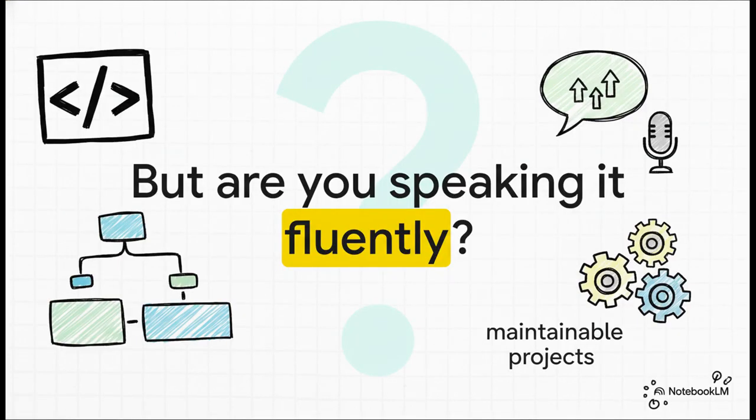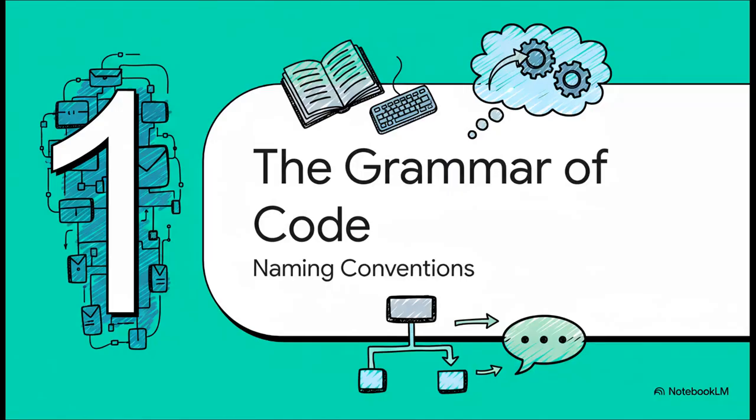Are you actually fluent? I mean, it's one thing to write code that works, that compiles and runs. It's a whole other thing to communicate its purpose and structure so clearly that anyone can pick it up. Nailing this is the real key to amazing collaboration. So let's start with the absolute fundamentals. If you think about code as a language, then naming conventions, well, that's the grammar. Getting this right is your first big step towards real fluency.